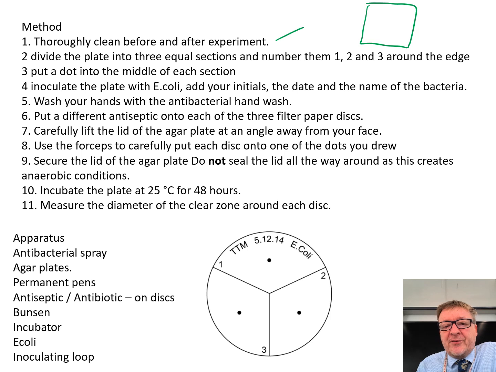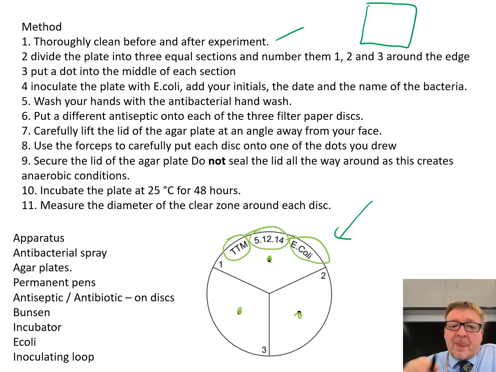Divide the plate into 3 equal sections. You can see the diagram at the bottom here, it's split up into 3. Label them 1, 2 and 3 around the edge. Put a dot in the middle of each section. There's a dot, there's a dot, there's a dot. Then inoculate the plate with E. coli and add your initials, date and the name of the bacteria. That is just to know exactly when the plate was made, by who, and what bacteria was on it. Wash your hands.